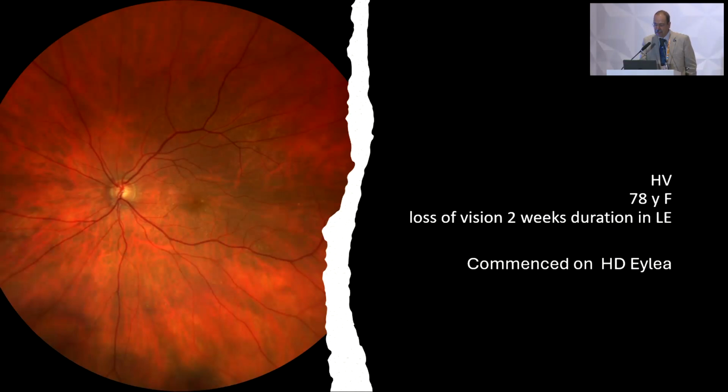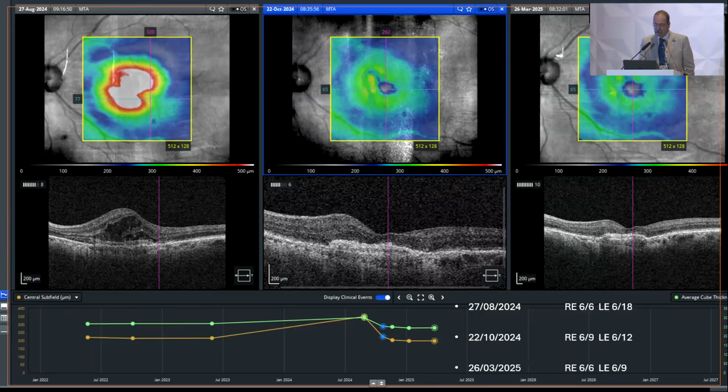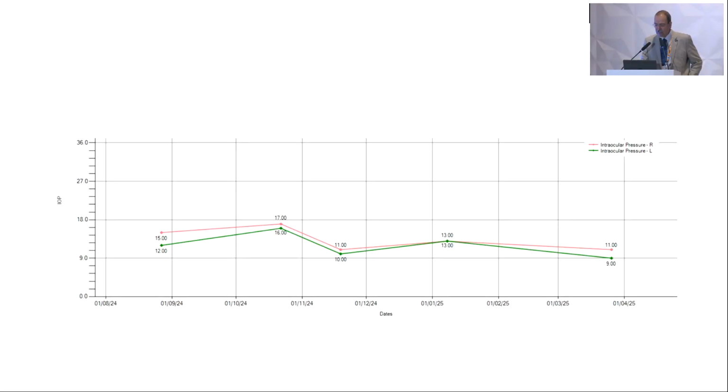Here's another lady with AMD who came in and was commenced on high-dose Eylea in August 2024. Two months later she had complete resolution of fluid, and that has stayed, allowing us to extend the intervals to 8 weeks, then 10 weeks and 12 weeks. So she's on that phase now. We follow a treat and extend to move her on, and that's her intraocular pressure.